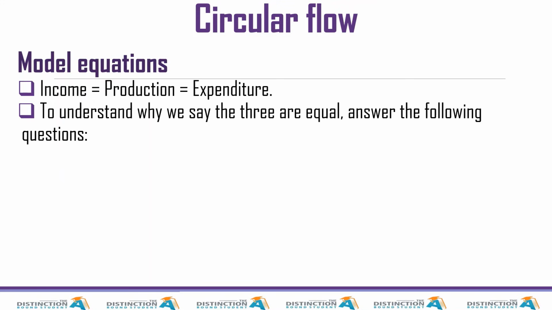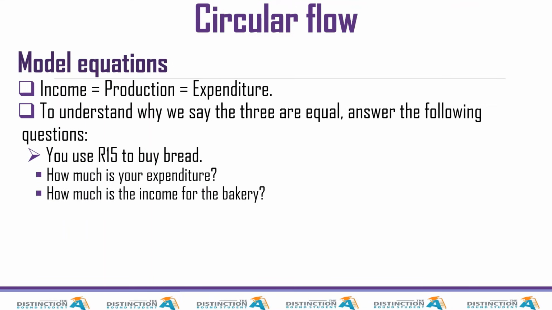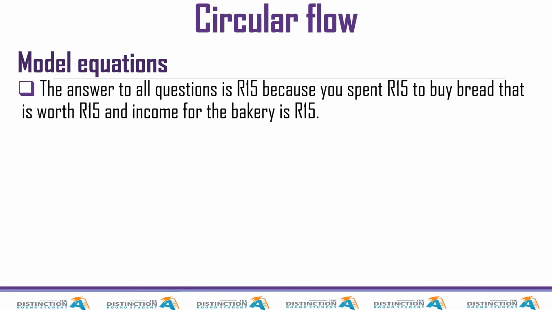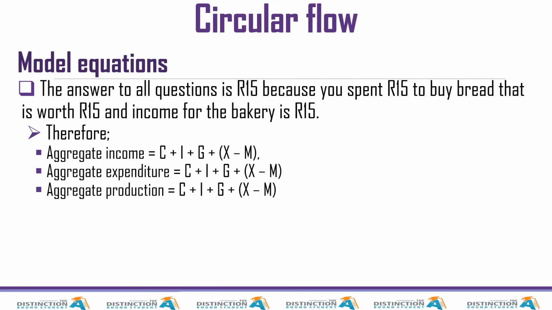To understand why I say these three are always equal, let's say you buy bread for 15 Rand. How much is your expenditure? How much is the income for the bakery? And how much is the bread worth? The answer is obvious, right? The bread is 15 Rand. The bakery gets 15 Rand, and the bread is worth 15 Rand. You spend 15, he gets 15, that item is worth 15. Are we together? So therefore, aggregate income, C plus I plus G plus X minus M, aggregate expenditure, and aggregate production are the same.